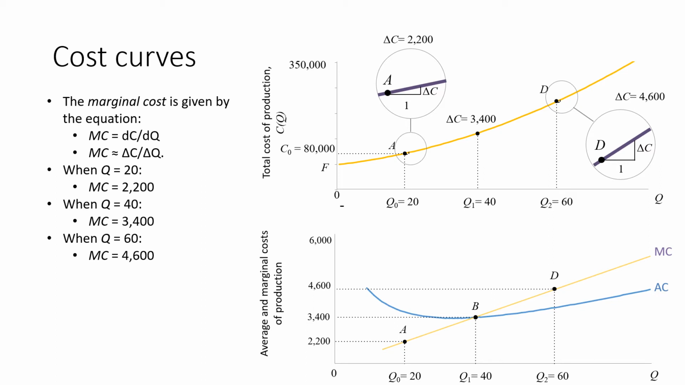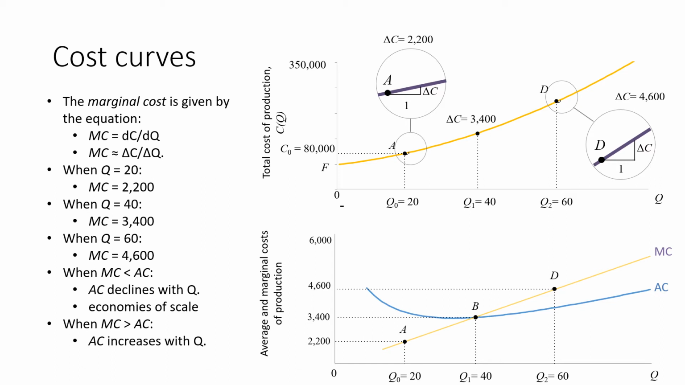When it comes to our interpretation, when our marginal cost is less than our average cost, then average cost declines with quantity, and we have economies of scale here. When marginal cost is bigger than average cost, average cost increases with quantity, and we are going to have diseconomies of scale.